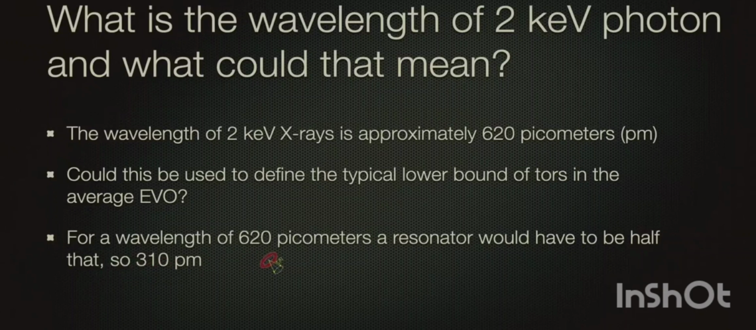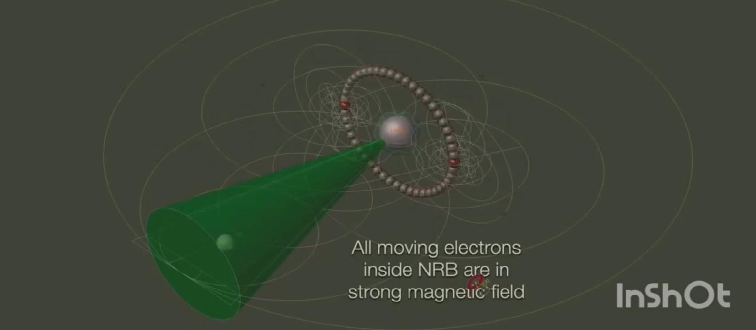Now, my logic might be wrong in the next slide as well, but we'll see. I am stating that all moving electrons inside the non-radiating boundary, which is a sphere defined by this radius, are in a strong magnetic field. Okay? So if we got moving electrons inside this non-radiating boundary, they are in a strong magnetic field. Okay? And then I am arguing that this is our 48 subdivisions, but it doesn't need to be 48.